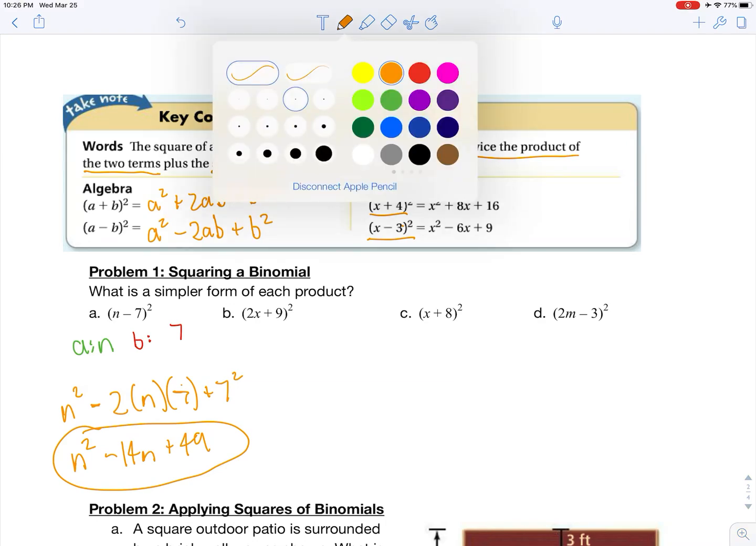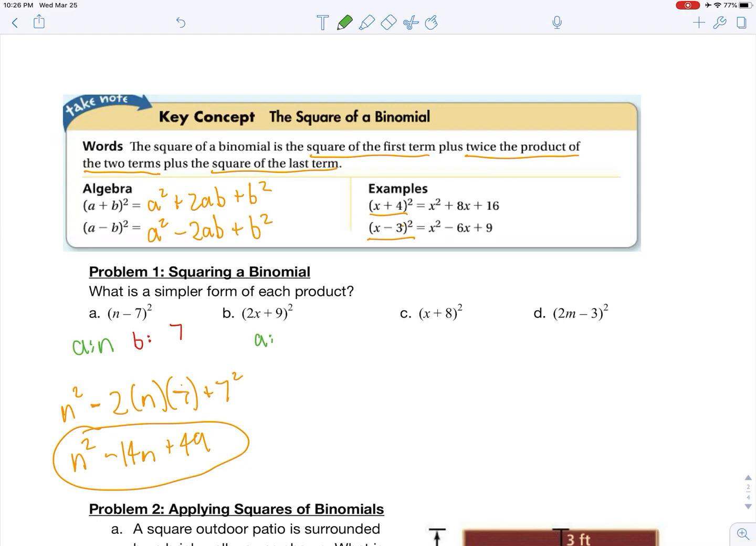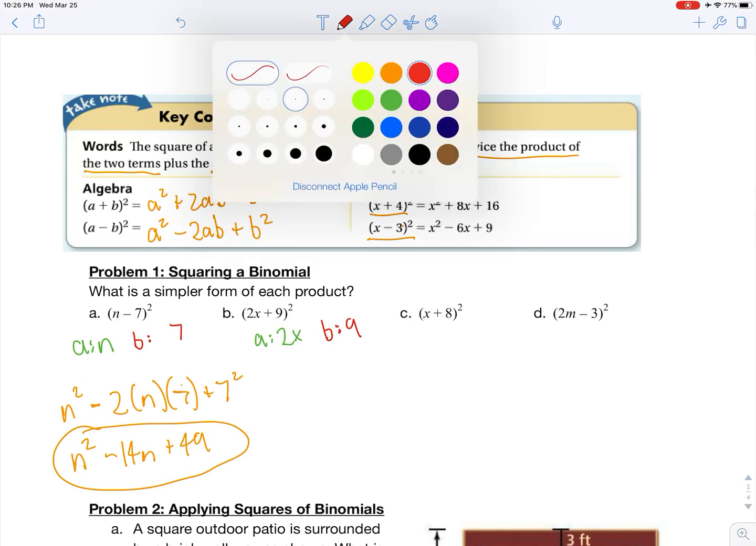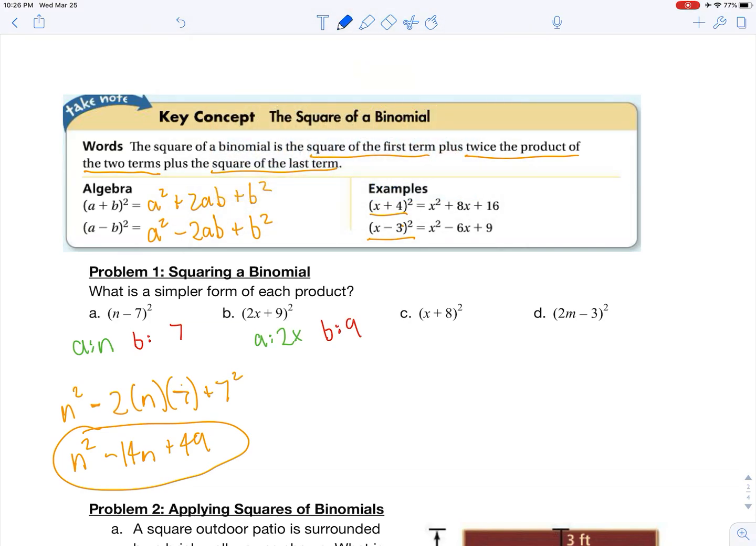So again, starting with that next question, I just got to identify what's my first term, that's 2x. What's my last term? Looks like that's just a 9 all by itself. So now let's just follow the formula again. So if I'm following my formula, I do got to make sure that I'm squaring both of those pieces on my first term, not just squaring the 2, not just squaring the x, I'm squaring the whole thing. But then I follow the rest of the steps. So 2 times the first times the second, and then I square that second term.